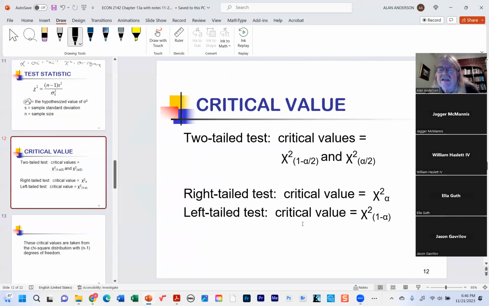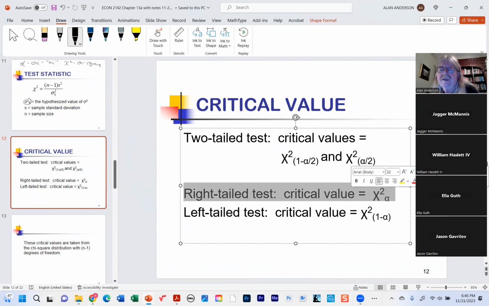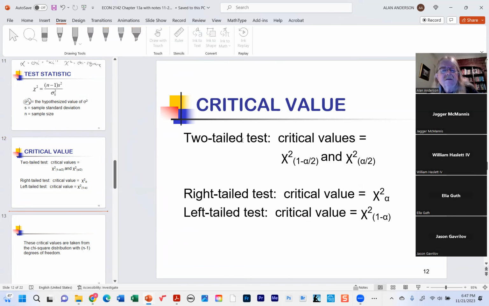Let's start with a simple case. Just because it'll be easier, let's start with a right-tailed case. All right, what's going on here? All right, well, let me draw a little sketch.